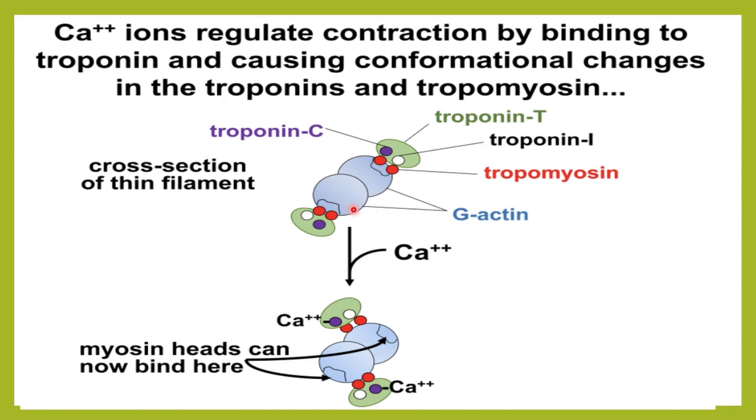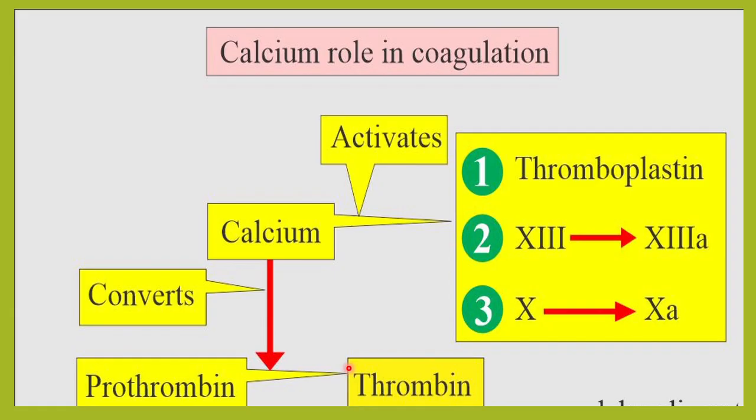So once the calcium comes here, this calcium will bind to troponin C, and when there is binding of this troponin C, what happens is the myosin heads are now open, so the myosin heads can now bind here. So that is how it makes this conformational change and helps in muscle contraction as well as relaxation.